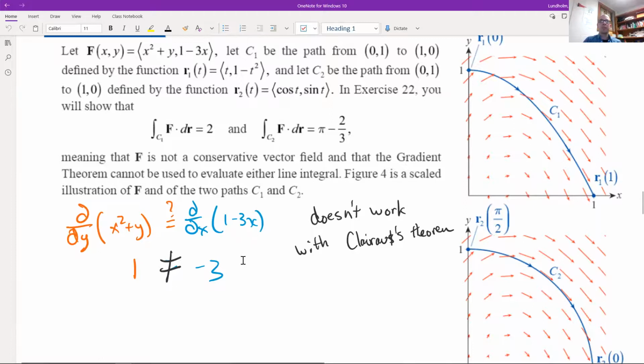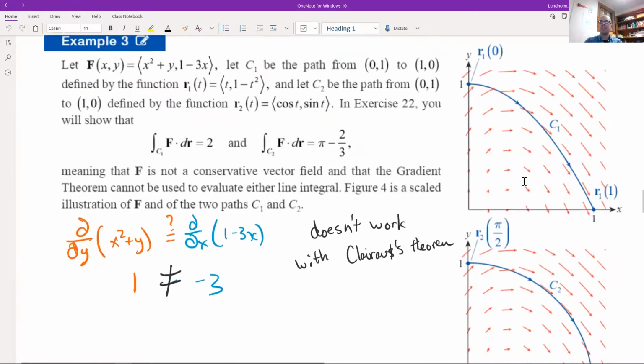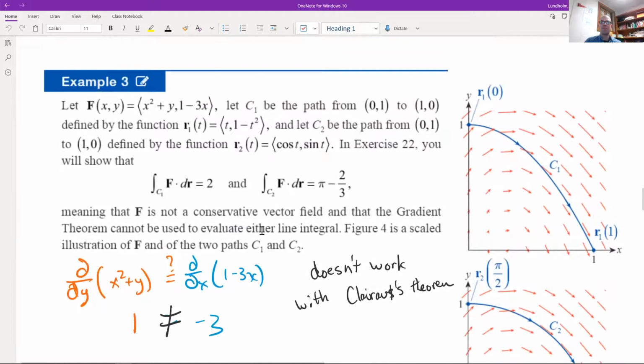But yeah, there's not a potential function underlying this vector field. It's just a vector field without a parent.